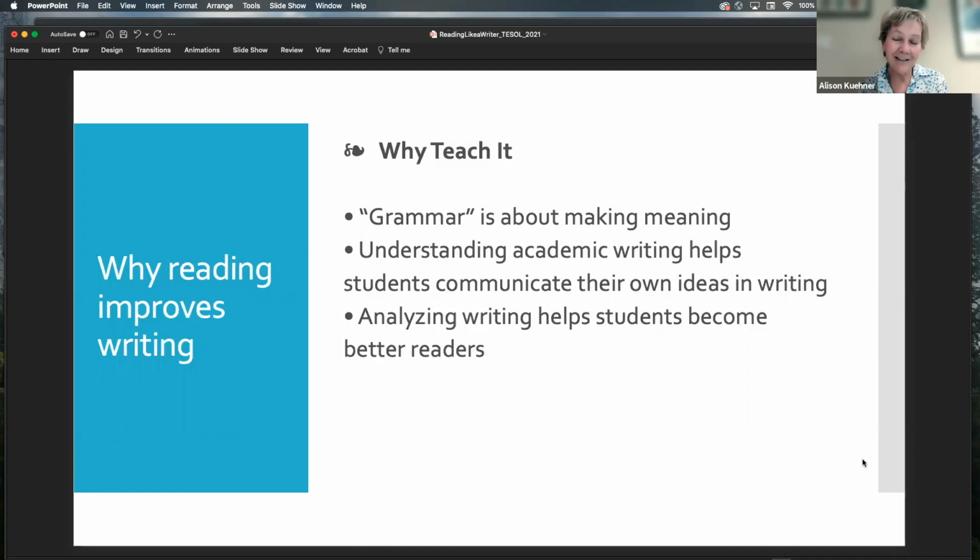And really, the idea that I think we need to communicate to students, because they haven't always heard it, is that grammar is about making meaning. It's about communicating to your audience. It's about fulfilling expectations so your readers will pay attention to your ideas and won't be distracted by other issues. And that's really what we want to give to our students. And analyzing other people's writing, like Mike Rose said, can help them do that. And it can also help them be better readers.